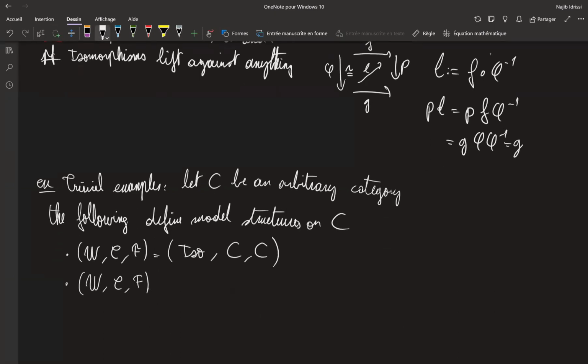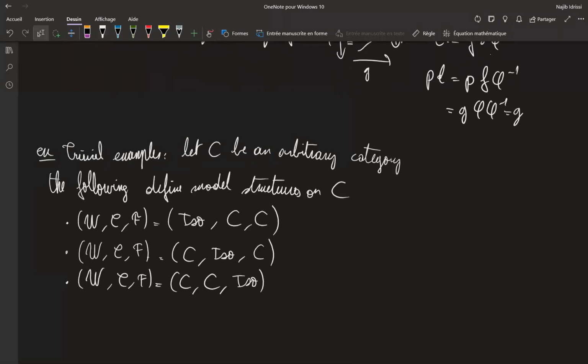The next one: for weak equivalences, you take everything. So the things that you want to invert are all the morphisms. So the localization will be completely trivial. For cofibrations, you take isos. And for fibrations, you take anything. And you have the dual one, where cofibrations are anything and fibrations are isomorphisms. All right. This is a little exercise. You can check that these define model category structures.